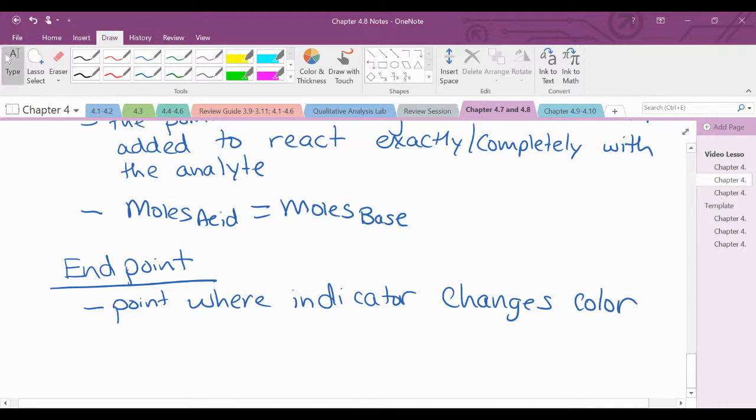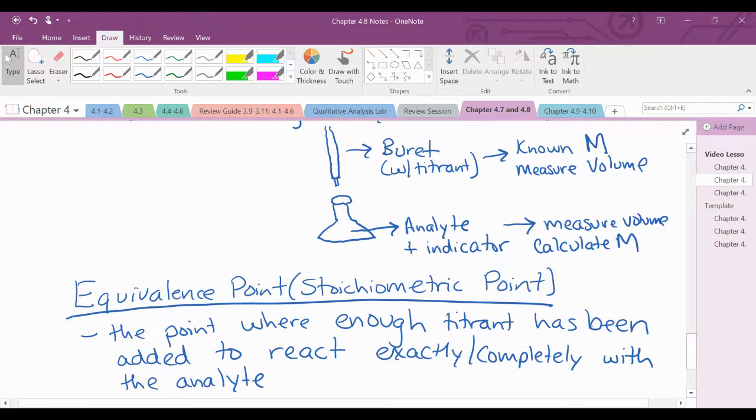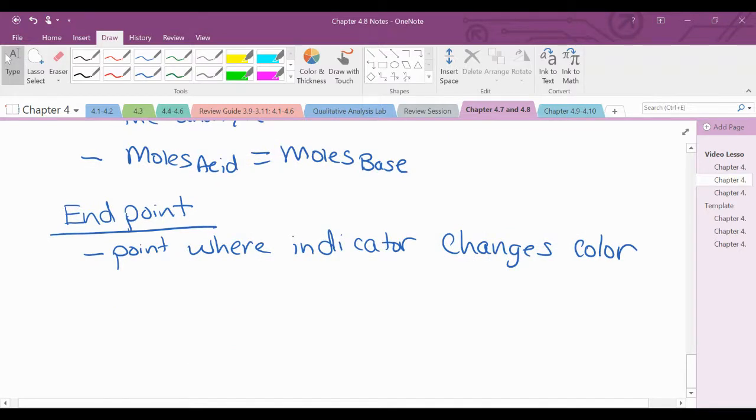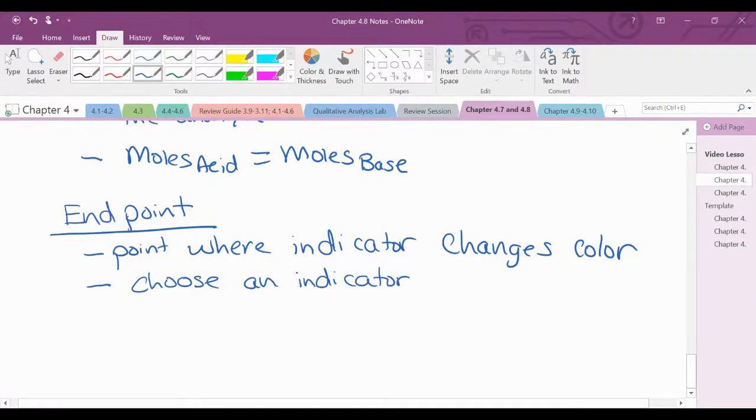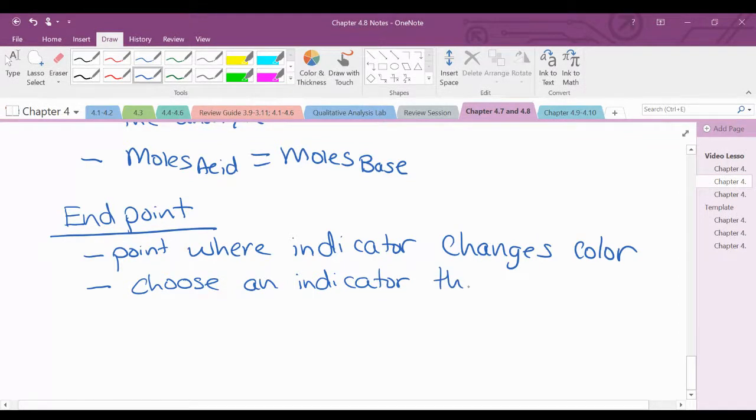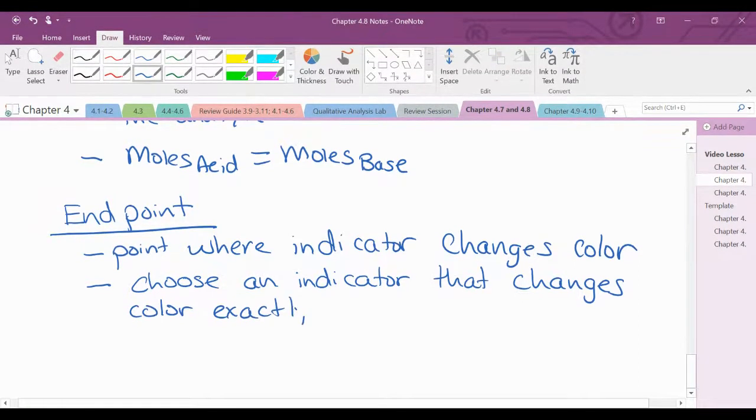So when I drew my little picture here, I showed you the analyte has an indicator. The indicator needs to be picked carefully. You need to choose an indicator that changes color exactly at the equivalence point.